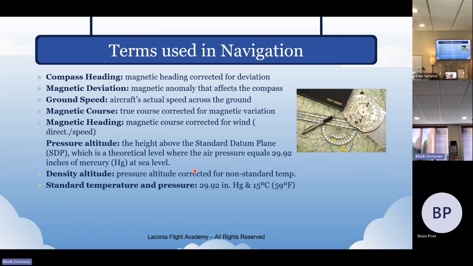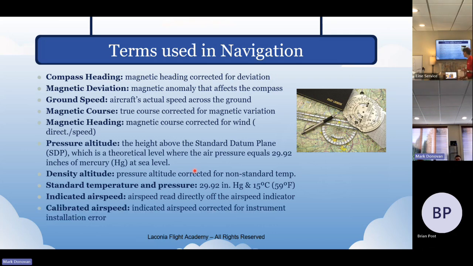So again, standard temperature and pressure for standard atmosphere is 29.92 inches of mercury at 15 degrees Celsius. I should have said at sea level. Indicated airspeed: as I mentioned earlier, this plane is flying along and it says 90 knots on the indicated airspeed. That's not the ground speed, that's just the indicated airspeed that the plane is seeing at the moment.